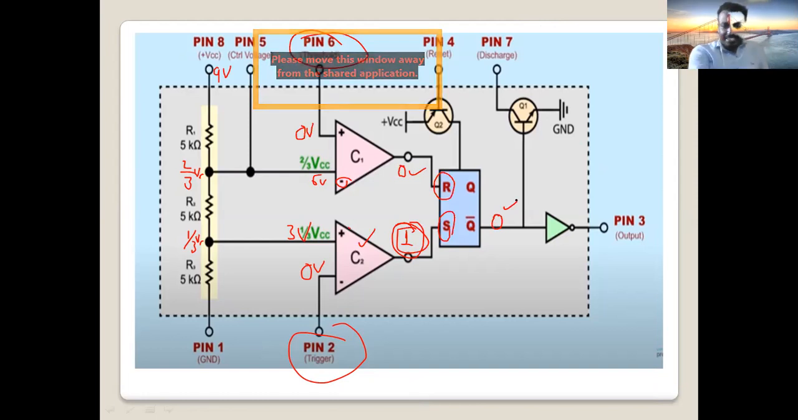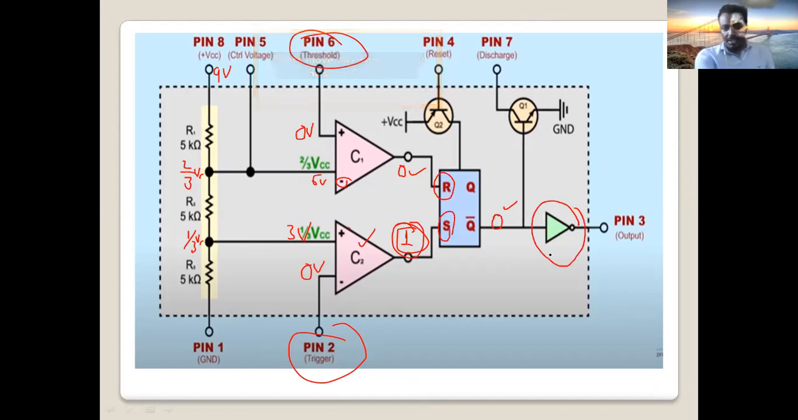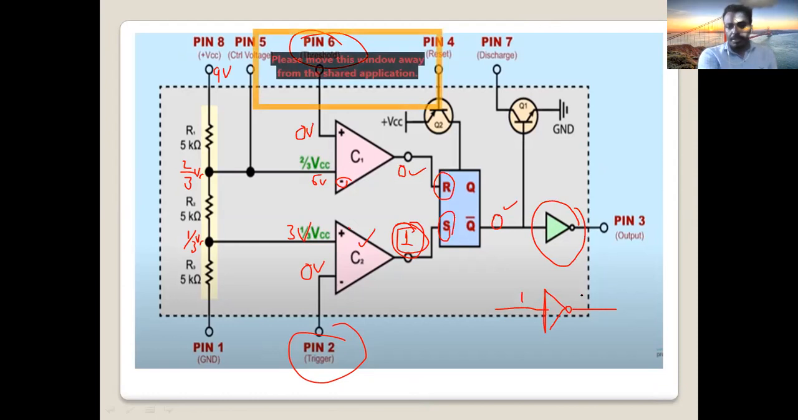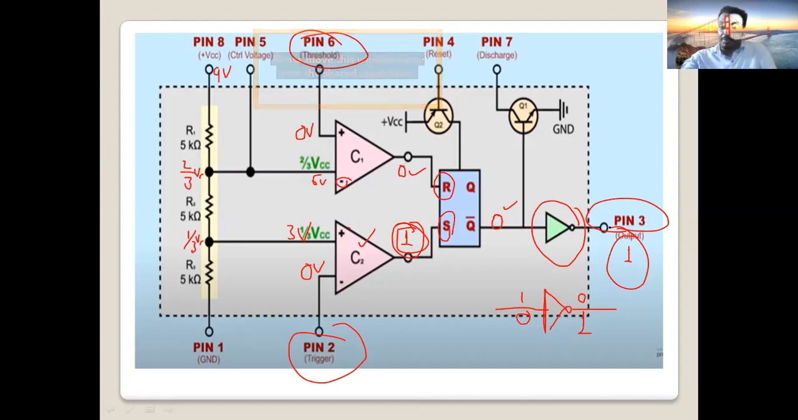Okay, next subsystem is this one, which is the inverter. As you know, the inverter symbol is like this. If you apply 1, you will get 0, inverted, right? If you apply 0, what will be the output? It will be 1, inverted. So here Q bar is 0, so what will be the output? The output will be 1. You see how pin number 3 output is controlled by the pin number 6 and 2 inputs.